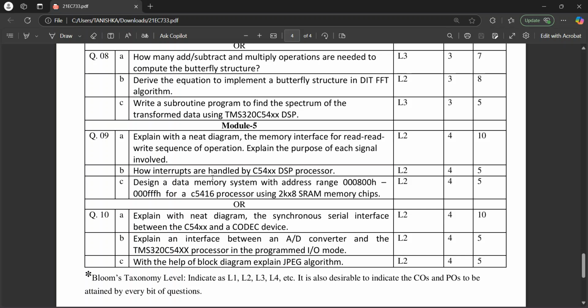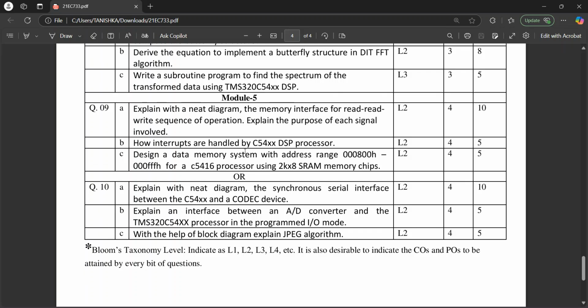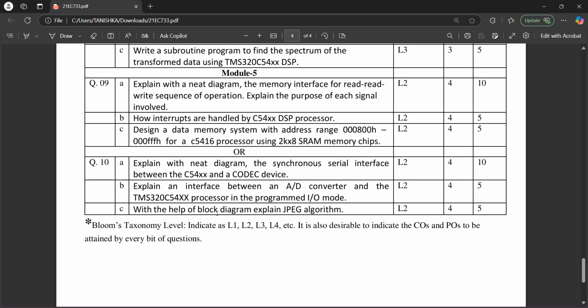Then module 5, with a neat diagram explain the memory interface for write sequence of operation, and explain the purpose of each signal involved, and how interrupts are handled by C54XX DSP processor. And this question was repeated with a new diagram, explain the synchronous serial interface between these. And this is also a repeated question, and this question was also repeated.